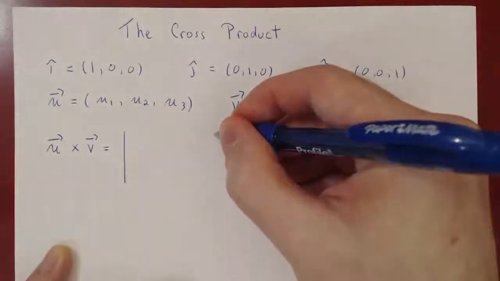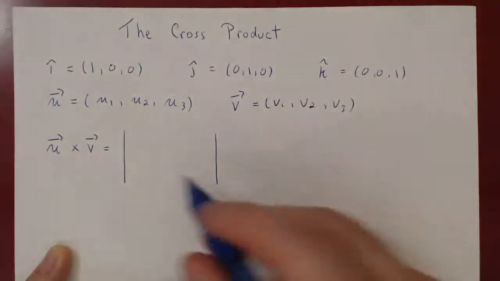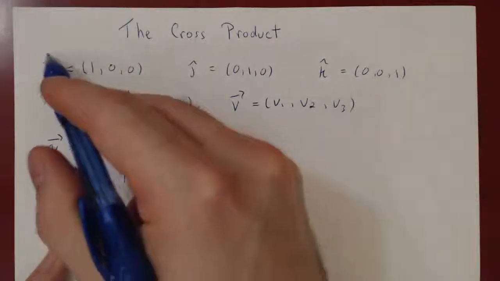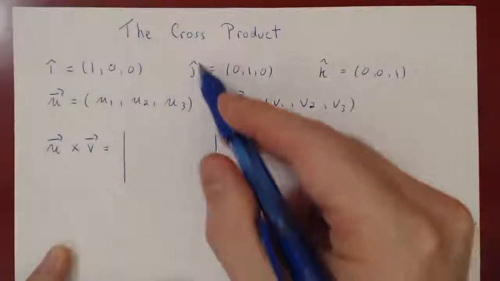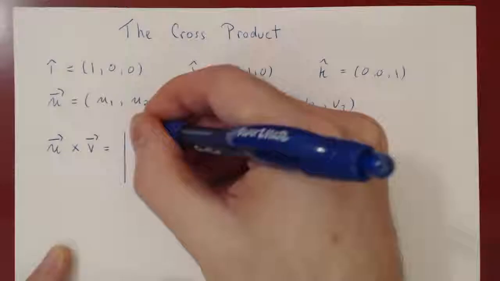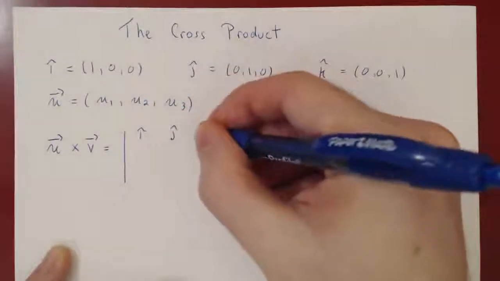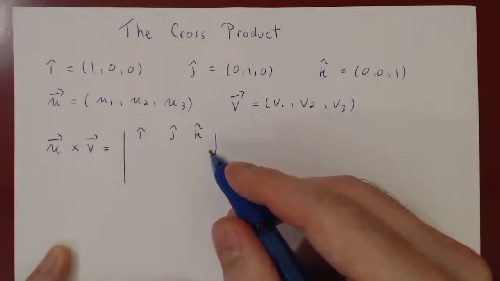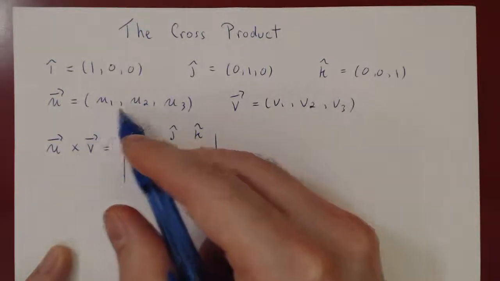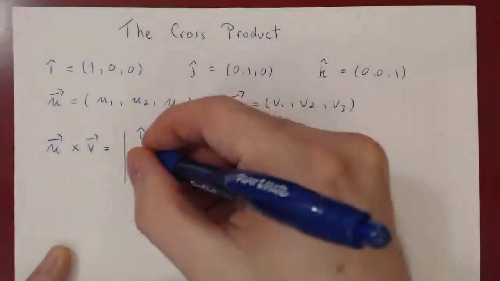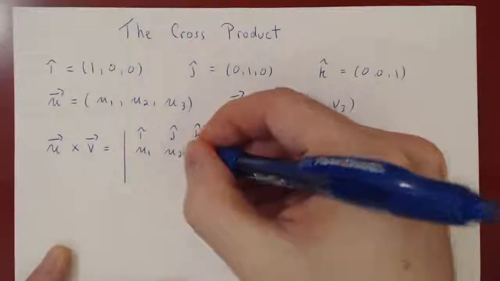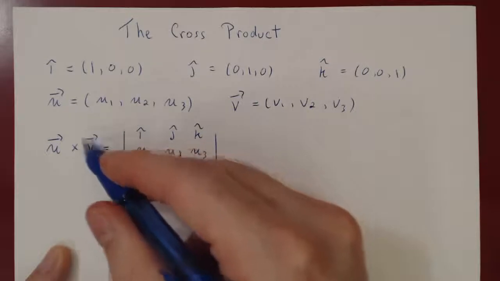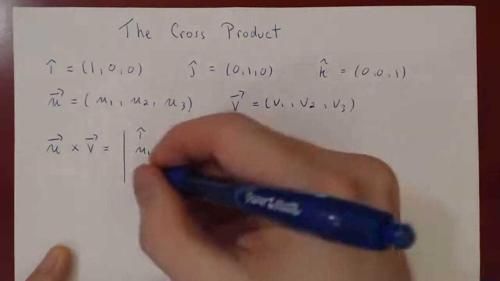The determinant of, and here's where it's a bit strange, the first row will not be actual real numbers, they'll be vectors. So it'll be vector i, vector j, vector k. And then the second row are actual real numbers. They'll be the coordinates of the first vector, vector u, so u1, u2, u3. The third row, the coordinates of the second vector, v1, v2, v3.